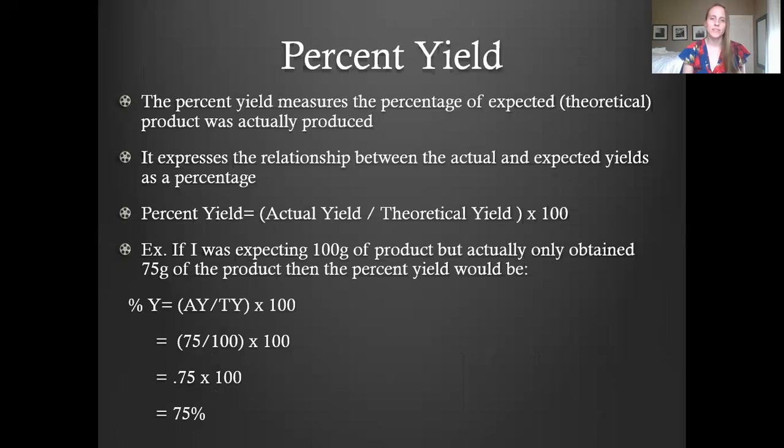So the percent yield is just the percentage of the expected or theoretical product compared to how much was actually produced. We measure this as percent yield is the actual yield divided by the theoretical yield, and then of course multiply by 100 to turn it into a percentage. So for example, if I was expecting 100 grams, actually got 75, you would just do 75 divided by 100 is 0.75, and then multiply it by 100 to turn it into 75%.